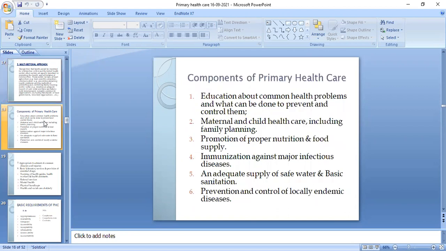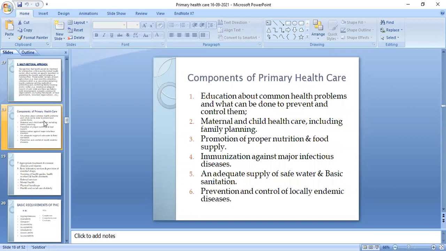So the components of primary health care. There are eight main components of primary health care, and the number one component is education about common health problems and what can be done to prevent and control them. Second one is maternal and child health care, including family planning.